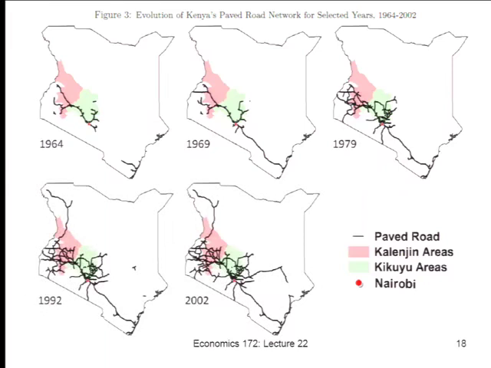Between 1979 and 1992, there was still some road building here, but not a ton. But there was a lot more out here in the pink areas, the Kalenjin areas. So the road network starts getting filled in, and then out to 2002, it just keeps expanding. So all of a sudden you start seeing roads sort of in all directions, even up to the north. You can see up to Turkana.